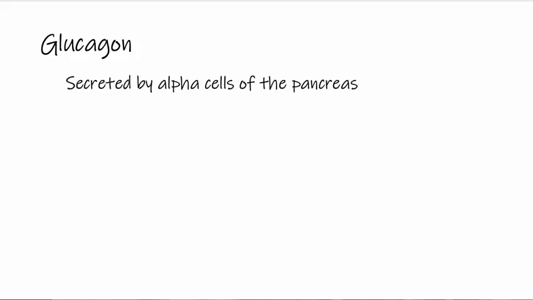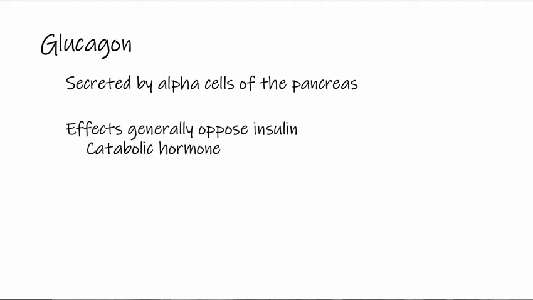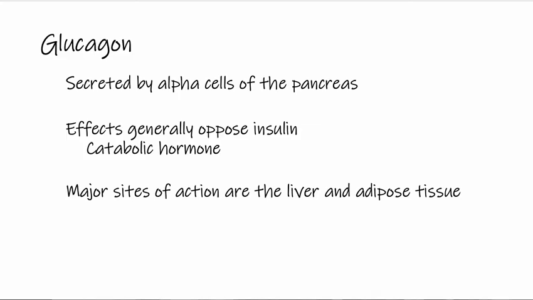Glucagon is essentially the opposite of insulin. It is secreted by the alpha cells, and its effects will generally oppose insulin. So whereas insulin was an anabolic hormone, glucagon is a catabolic hormone. So it tends to facilitate processes that will be breaking things down. The major sites of action of glucagon are on the liver and adipose tissue.